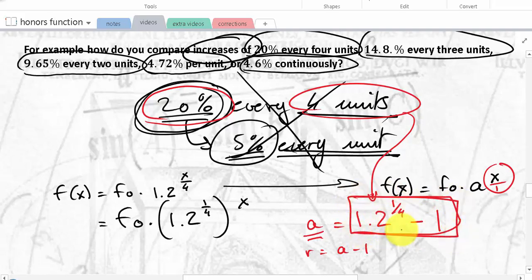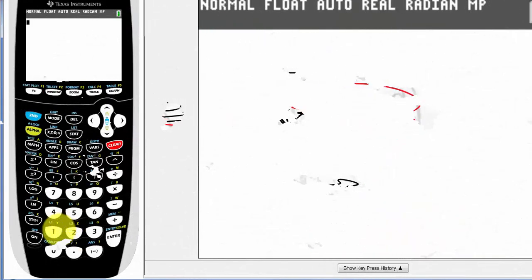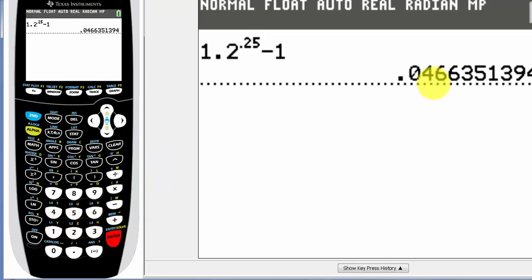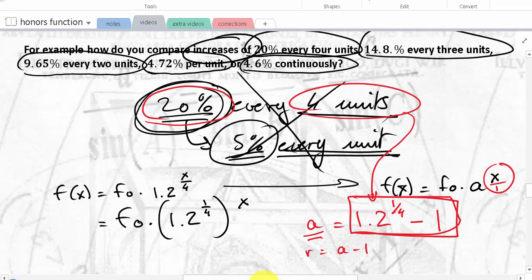All right? So let's take the calculator at this point and figure out what this number is. 1.2 to the power of 1 divided by 4, so that's 0.25. And then minus 1. So what is this? This is 4.66%. Here we go. 4.66%.